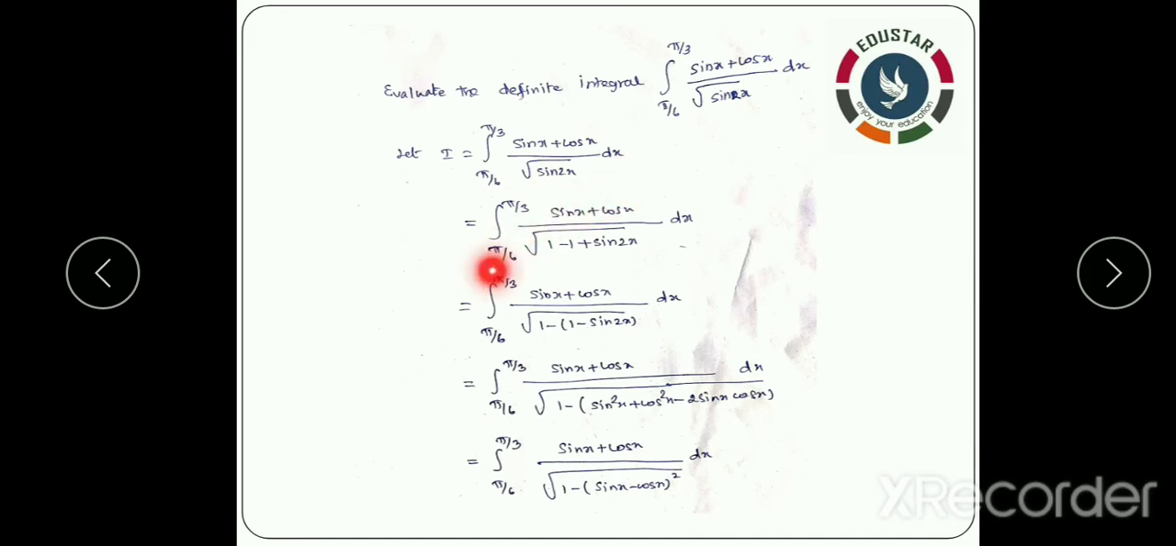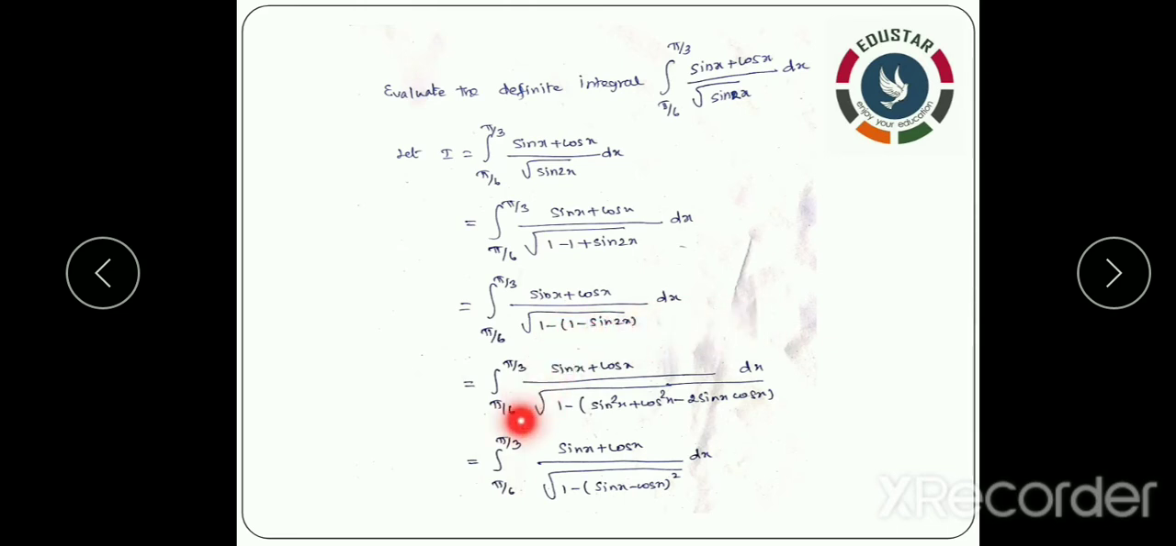Then next we get the integral from π/6 to π/3 of sin x plus cos x by square root of sin 2x. Before that we add plus 1 and minus 1. Then 1 minus 1 plus sin 2x dx. The next step, the integral from π/6 to π/3 of sin x plus cos x by square root of 1 minus, from these two terms I am going to take minus as the common factor, then minus of 1 minus sin 2x dx we get.